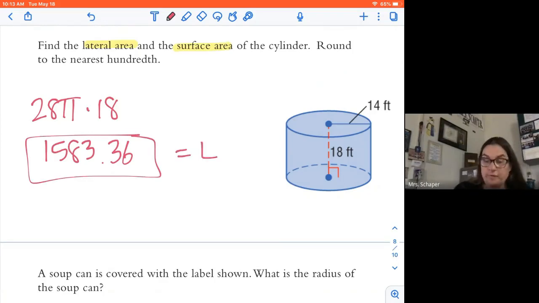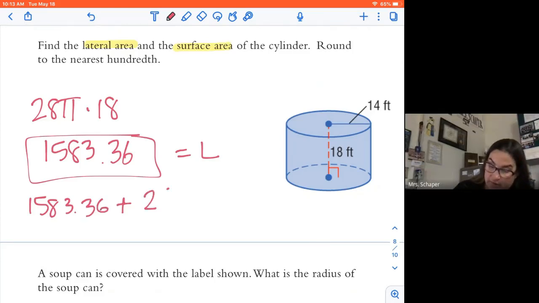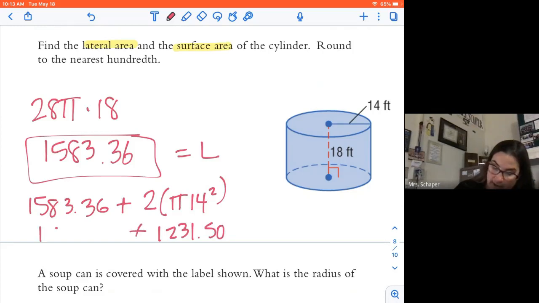Now my total surface area is going to be that plus 2 times the area of the circles, pi times 14 squared. So 14 squared times 2 times pi is going to be 1,231.50. I'm going to add those together.